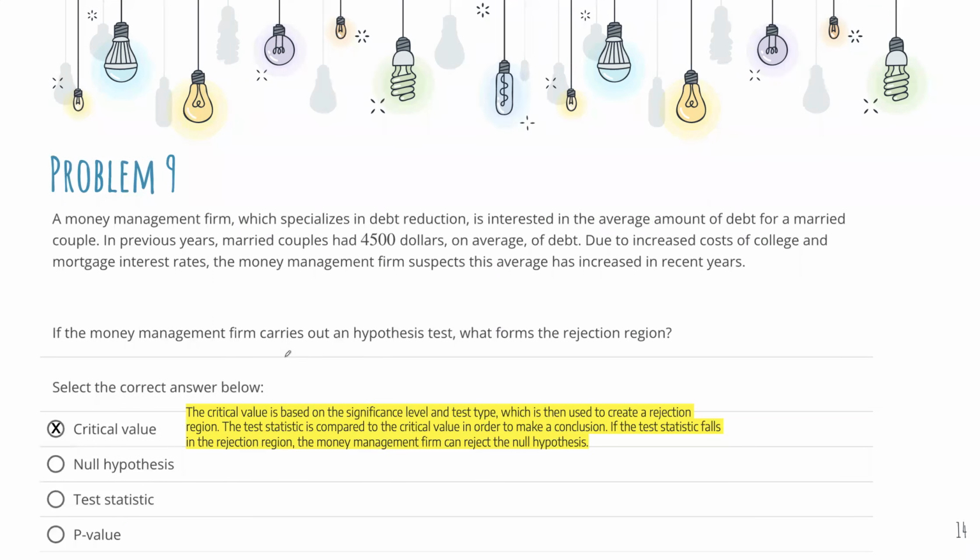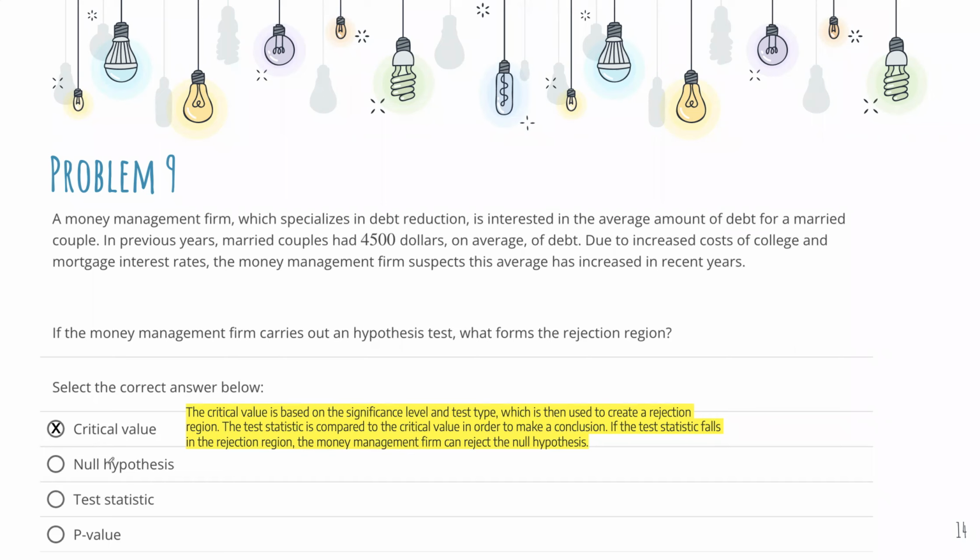Problem number 9. A money management firm which specializes in debt reduction is interested in the average amount of debt for a married couple. In previous years, married couples had $4,500 on average of debt. Due to increased cost of college and mortgage interest rate, the money management firm suspects this average has increased in recent years. If the money management firm carries out a hypothesis test, what forms the rejection region, right?